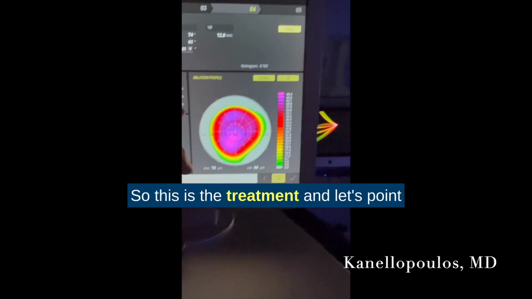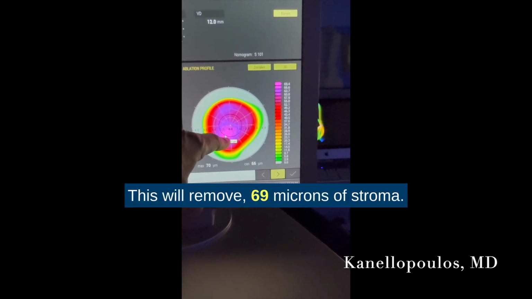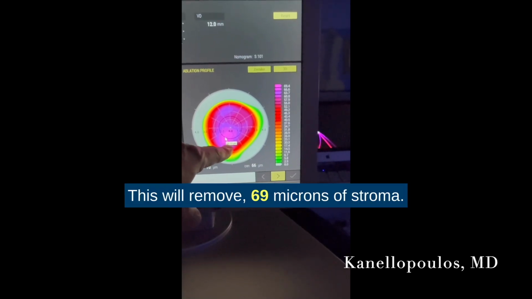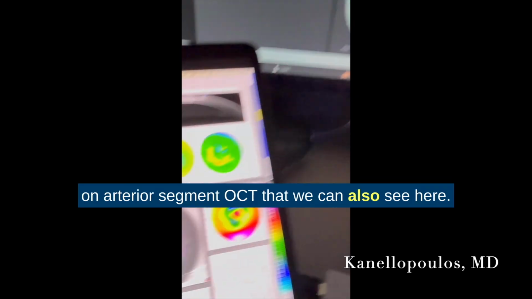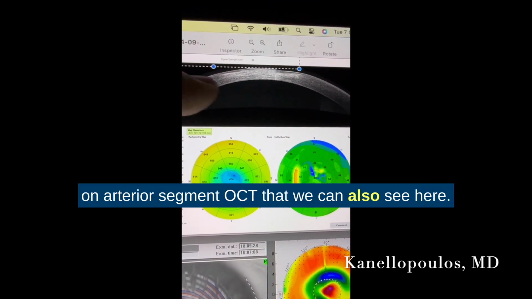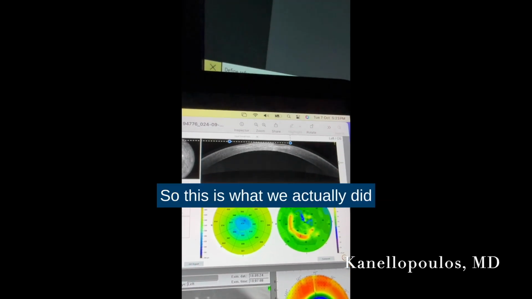So this is the treatment, and let's point at the area of the scar here. This will remove 69 microns of stroma, so take away most of the scar that we saw on anterior segment CT, that we can also see here. So the epithelium and an additional 60 microns of stroma. So this is what we actually did.